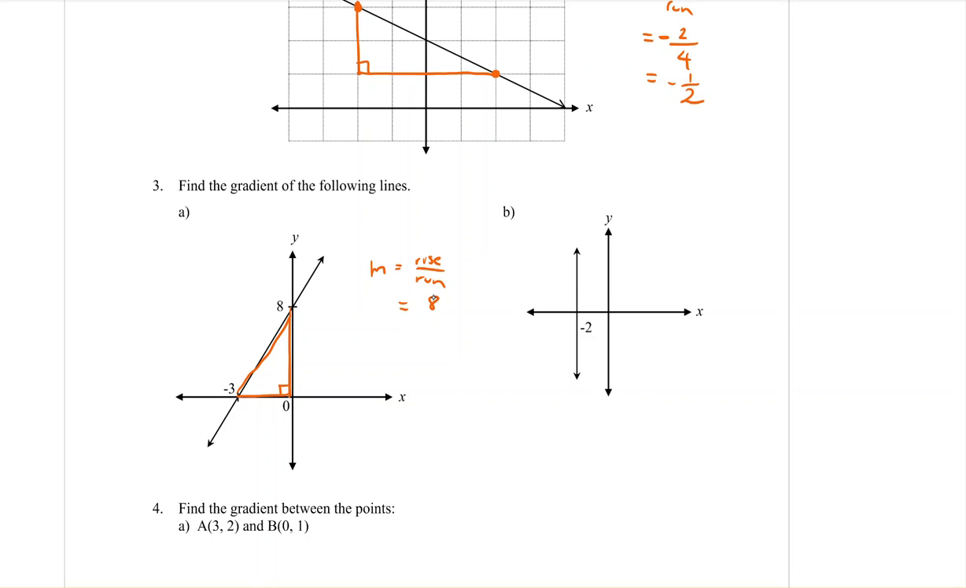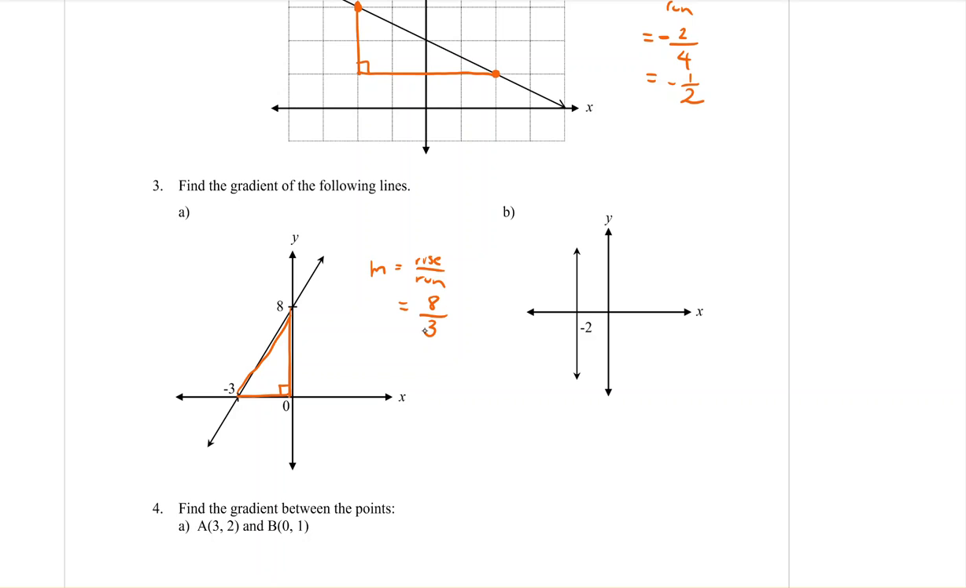The rise is 8. What about the run? Don't do the negative part, but just it's 3 spaces. Okay, so just the 3. Okay, because the reason we don't want a negative is because is that a positive sloping line or a negative sloping line? Positive, it's an uphill, so we definitely don't want any negatives in there.